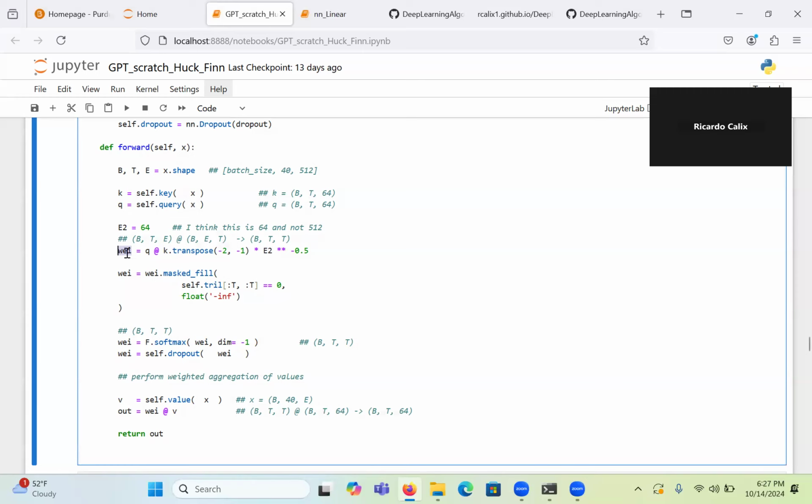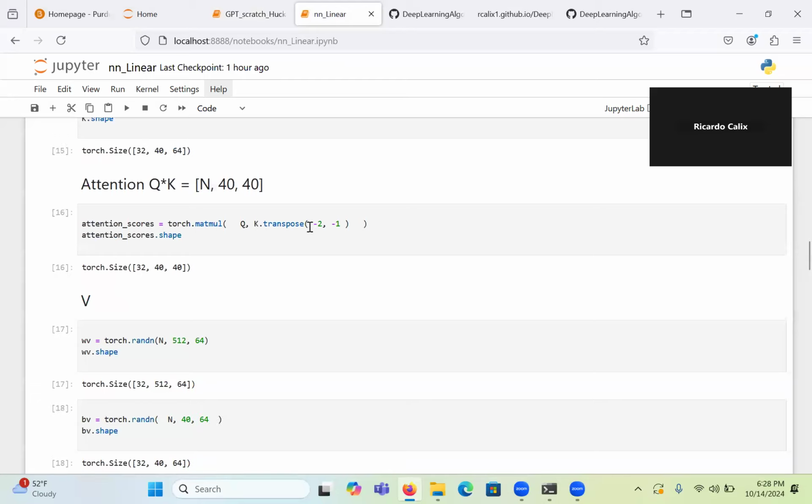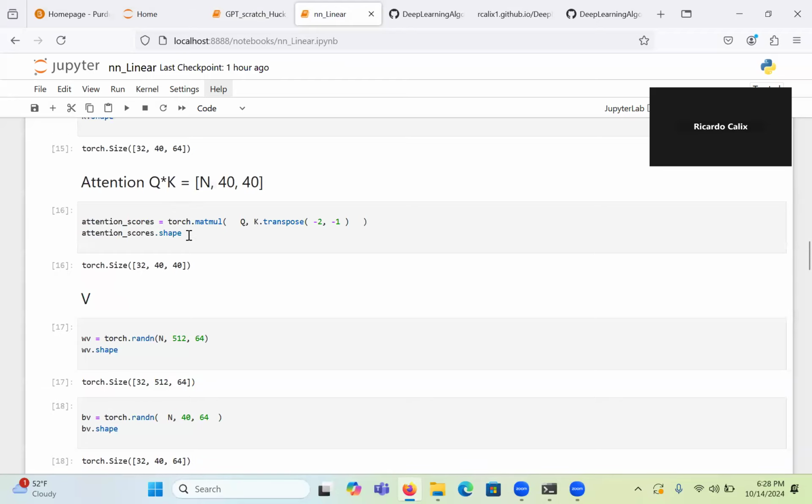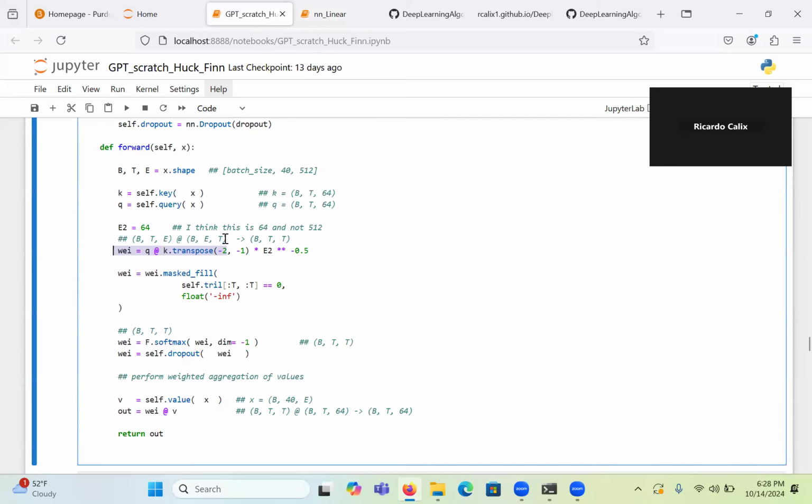So this matrix wei should be your 40 by 40. You can see that here it says B comma T by T. So T is token 40. That's why I did the other Jupyter, because in the other one I could print out the shapes, but this here is equivalent to what we did before, where we performed this matmul operation, and that resulted in a 32 by 40 by 40. Make sense? So that's the exact same thing that's happening in your neural net.